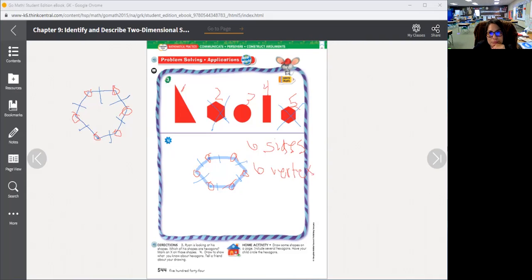Thank you. Okay, so once you write that, draw a hexagon and show me all the sides and the vertex, and you write 6 sides and 6 vertex, let's talk about the homework.